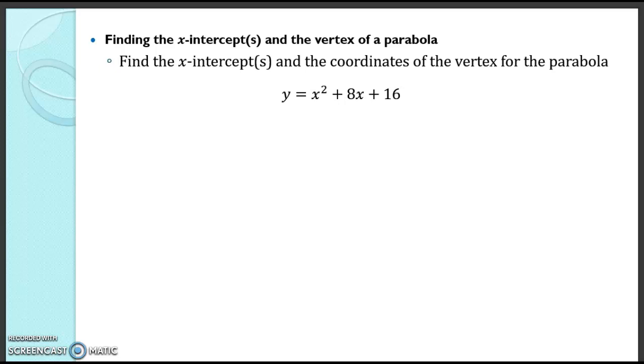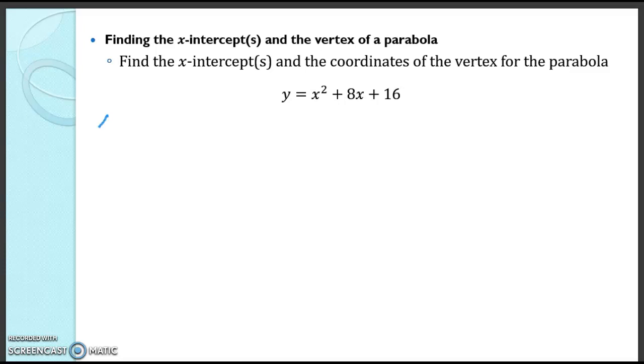Hey everybody! In this video we'll talk about finding the x-intercepts and the vertex of a parabola. So for this problem, we know how to find x-intercepts. We've done that a few times.